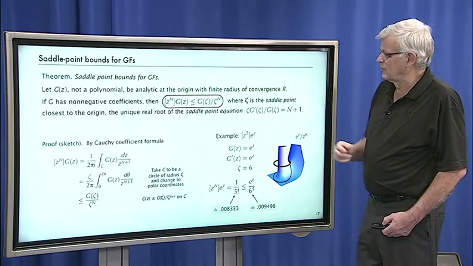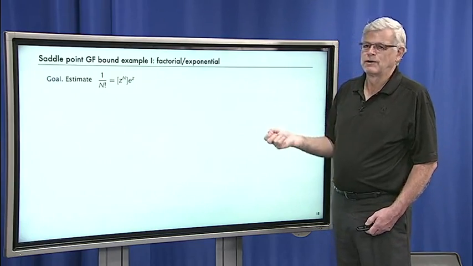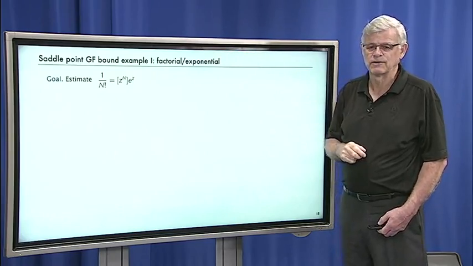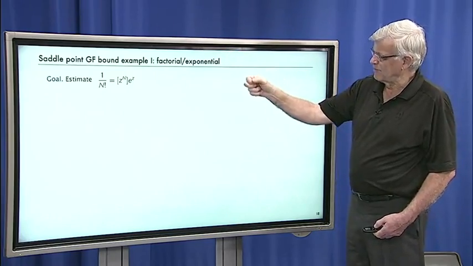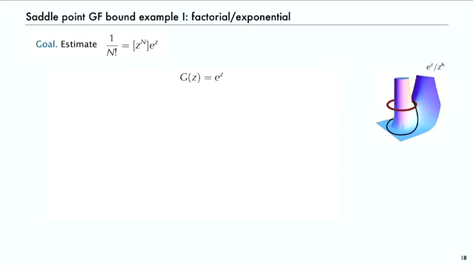So in general, just doing that same calculation, let's see how well the saddle point method works for estimating 1 over n factorial. So that's the coefficient of z to the n in e to the z. E to the z is a generating function with no singularities. We're trying to estimate the coefficient of z to the n in e to the z.